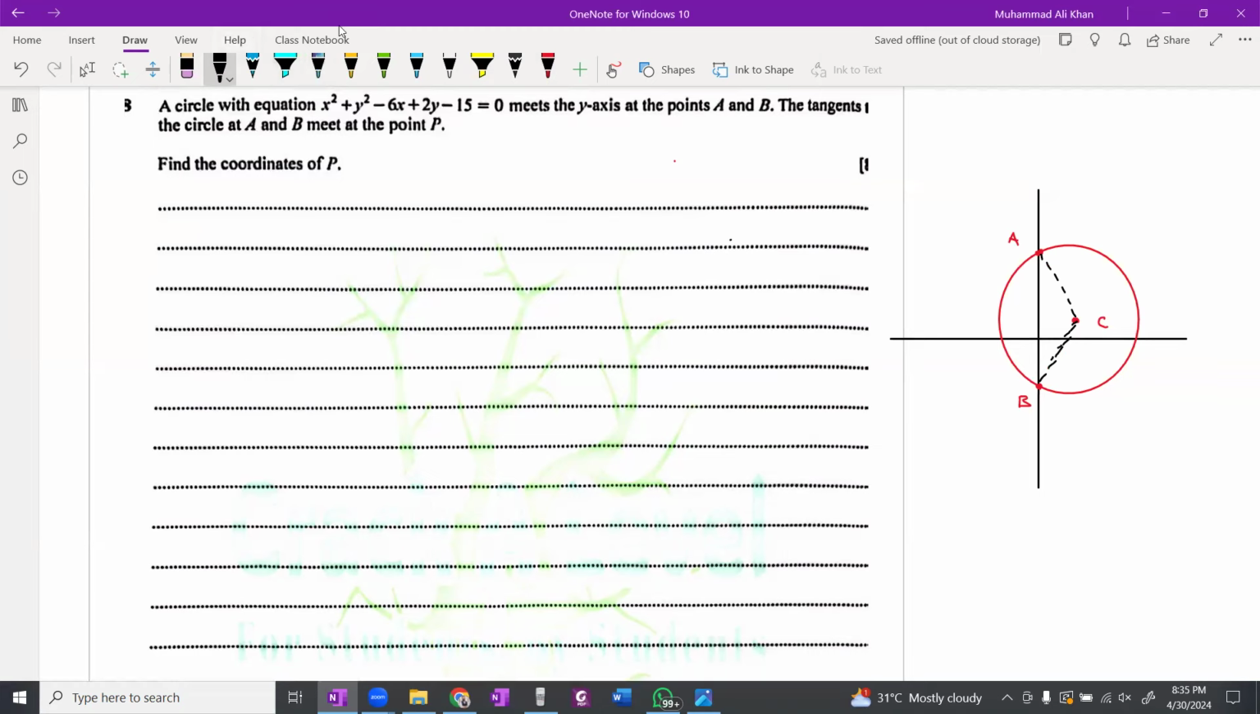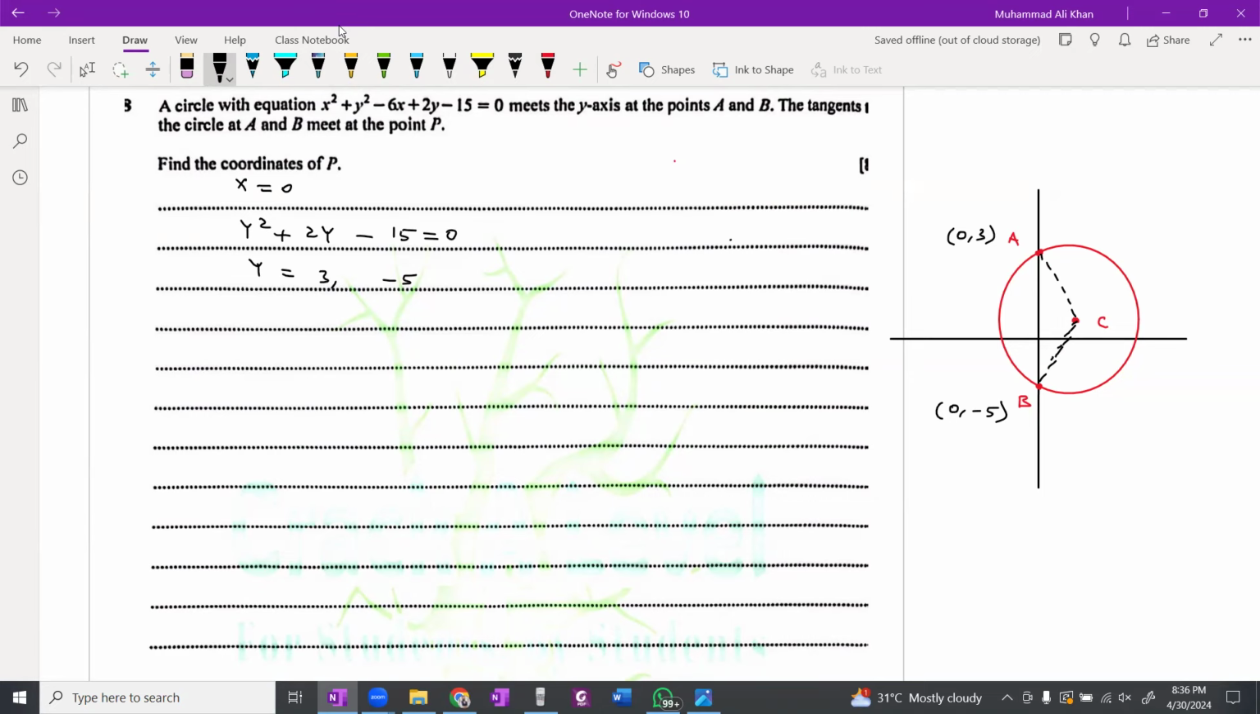Now, we don't have the coordinates of A and B. So first I'm calculating the coordinates of A and B, and I'm replacing x with 0 in the equation of the circle. So it will be y squared plus 2y minus 15 equals 0. According to your calculator, the two values of y are 3 and minus 5. So the coordinate of A is (0, 3), and B is (0, minus 5).